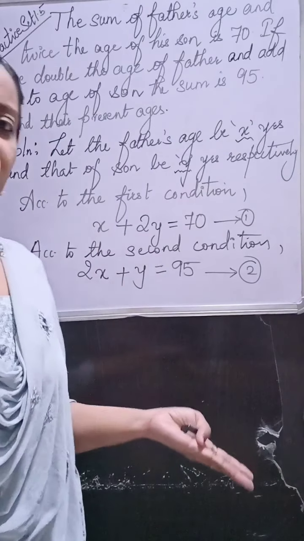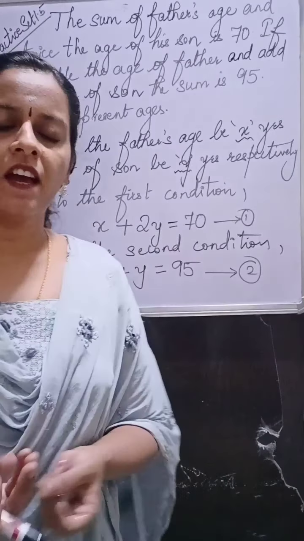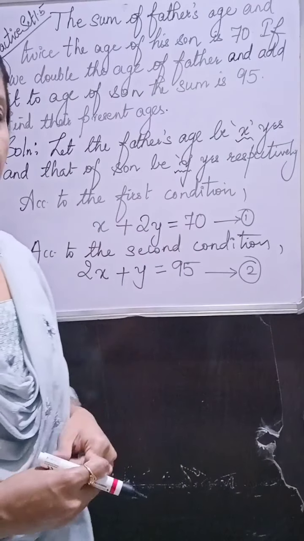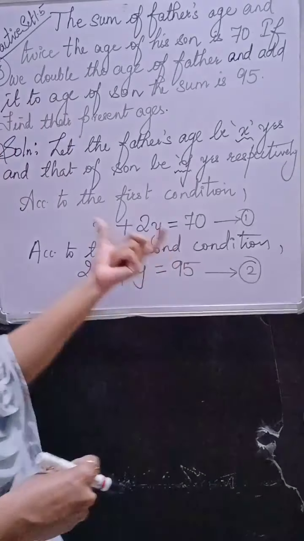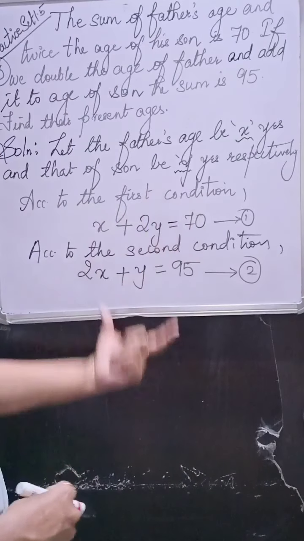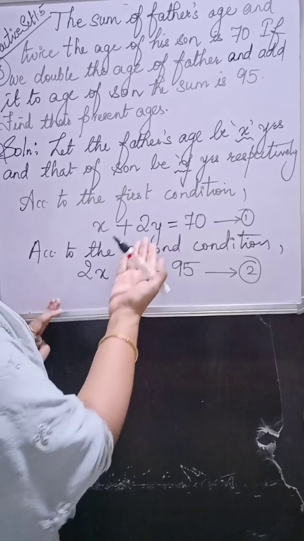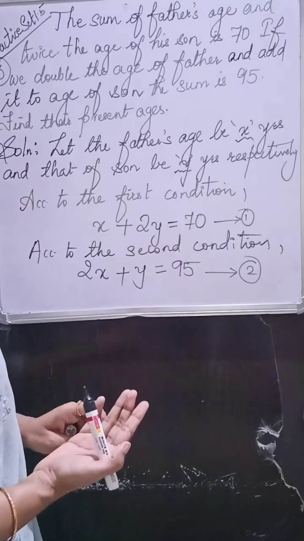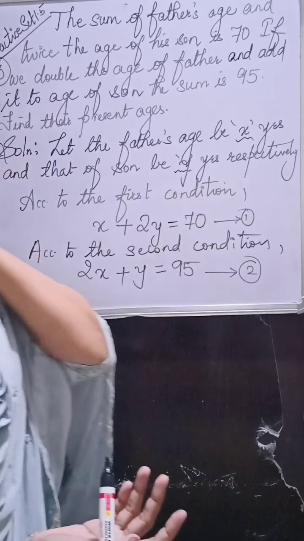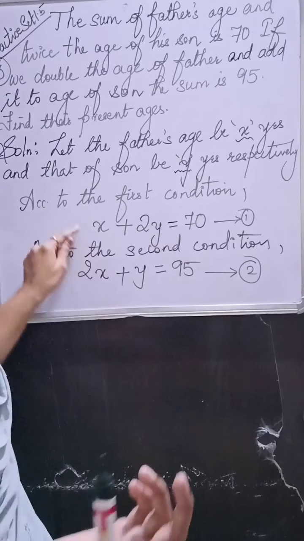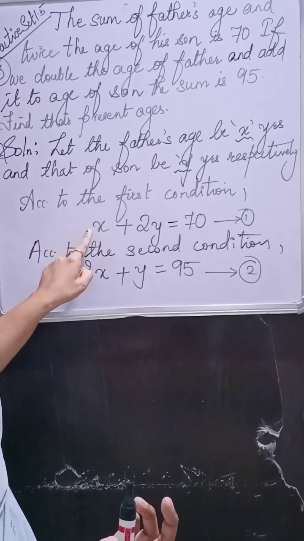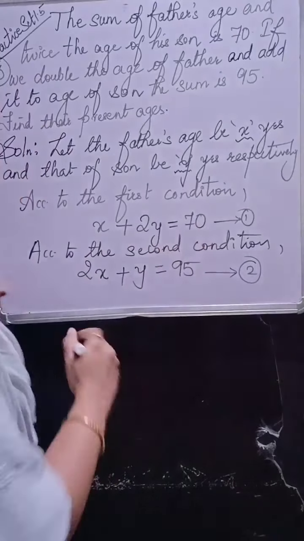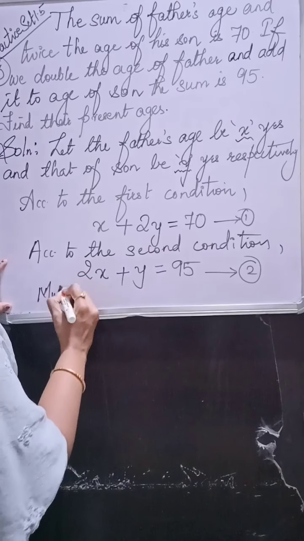Now we have to just solve it, get the value of x and y, and that's it. Father's age and son's age, we will get their present ages respectively. So how to solve these two equations? Either you can multiply the first equation throughout by 2. If you multiply throughout by 2, you will get 2x plus 4y is equal to 140. So I will write the step.